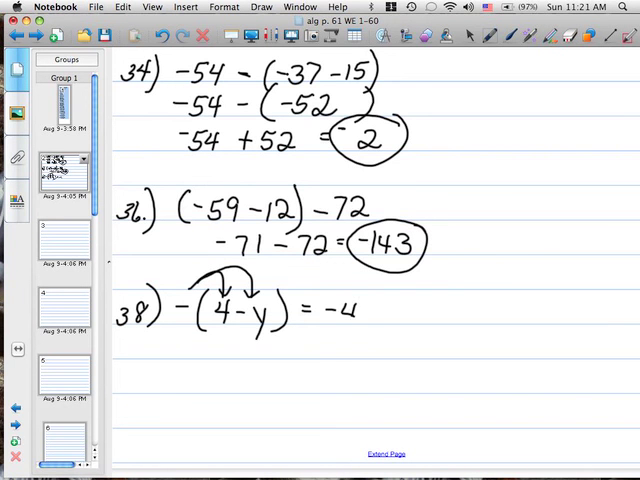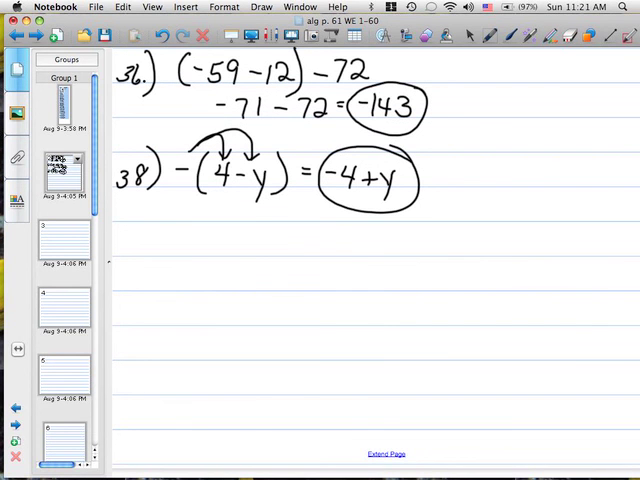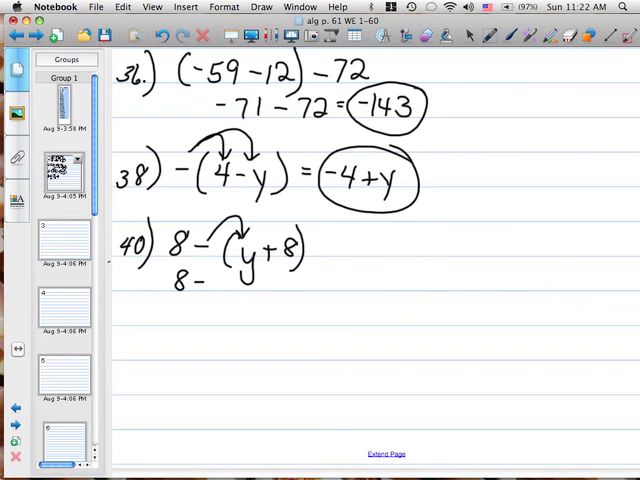36, translate to math: the difference between negative 59 and 12, so it'd be negative 59 minus 12 in parentheses, decreased by minus 72. Work out what's in the parentheses, they're both negative, so that's negative 71. Minus 72, they're both negative, because that's plus a negative. I'm not going to change it though. And so it's negative 143. Since the signs are the same, add them and keep the sign.